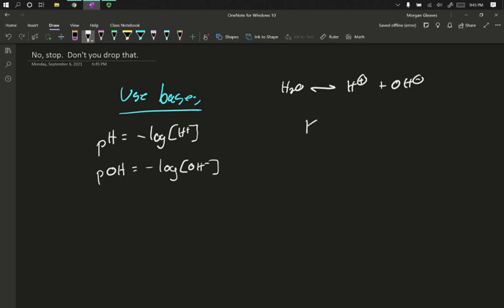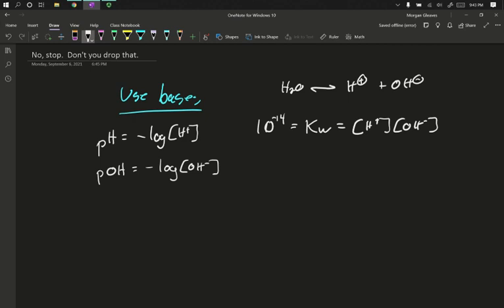Well, because water's Kw is equal to the H plus times the OH minus concentration, as one changes, it alters the other. These two will react until they reach equilibrium to always equal our Kw, which at 25 degrees is 10 to the minus 14. So if you know one of these concentrations, you can always solve for the other concentration.